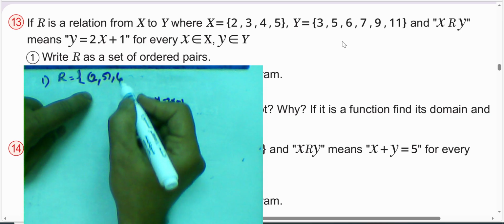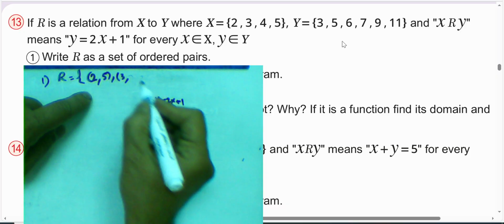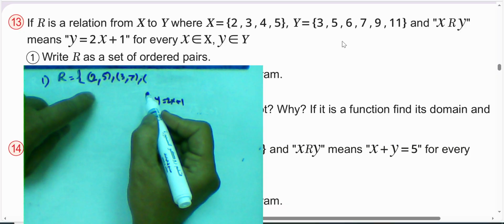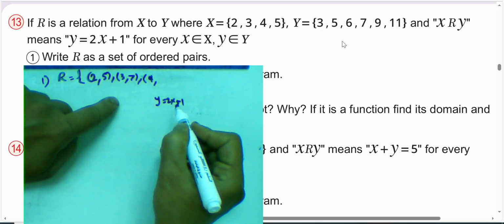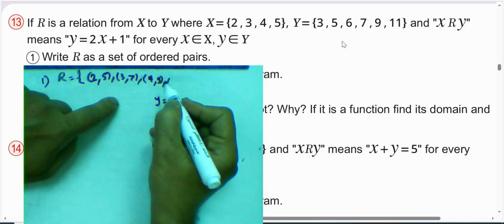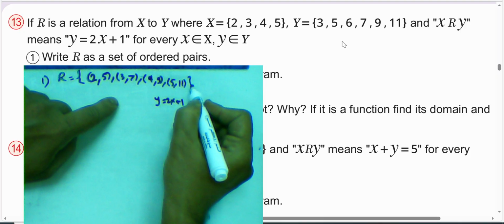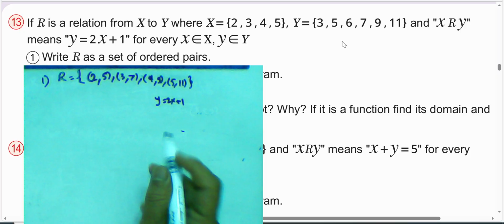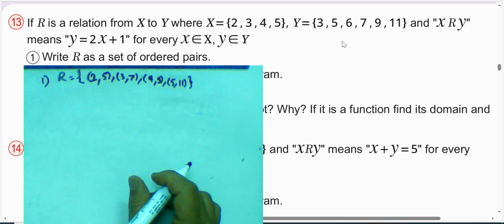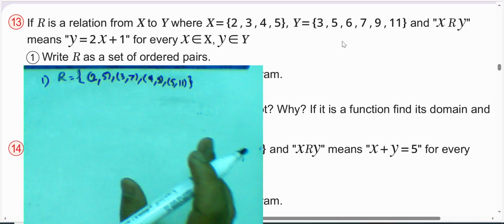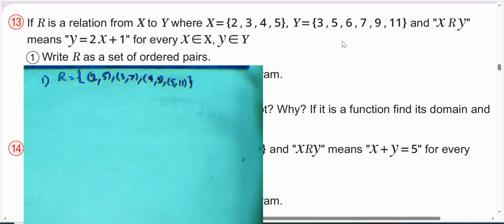And then put 3: 2 times 3 is 6, plus 1 is 7. And put 4: 2 times 4 is 8, plus 1 equals 9. And put 5: 2 times 5 is 10, plus 1 equals 11. Okay, this relation here is a function because each element in x has only one image in y.